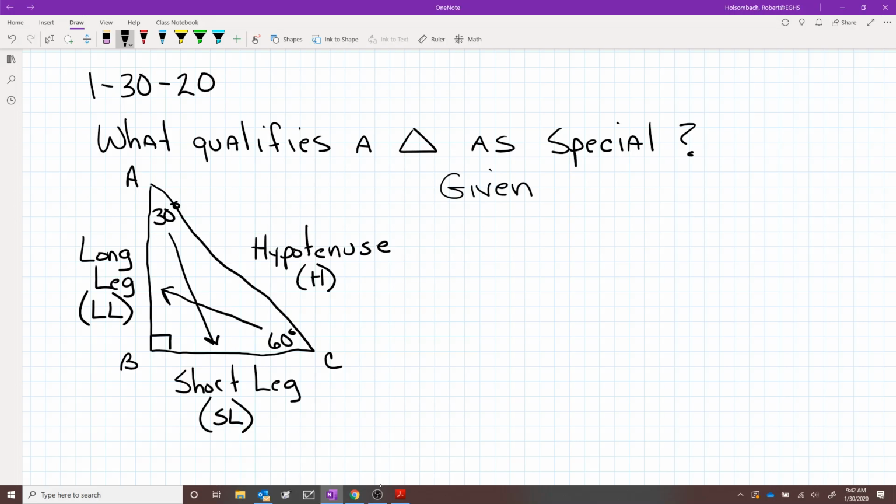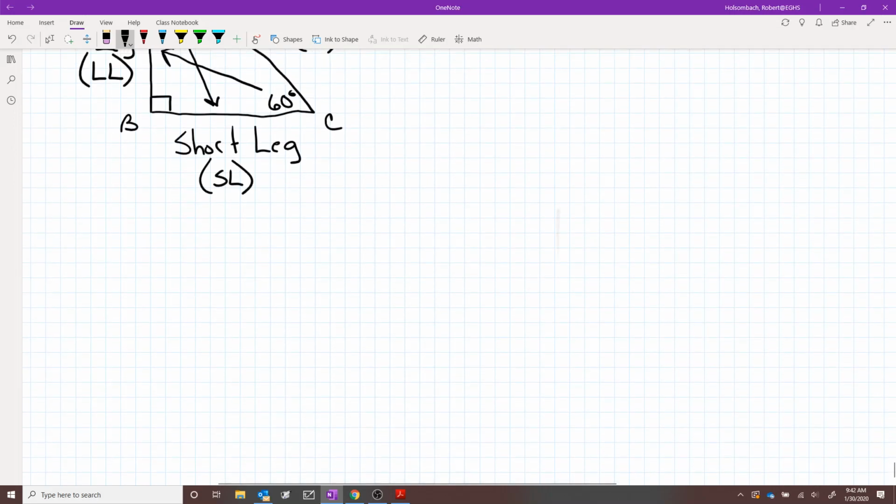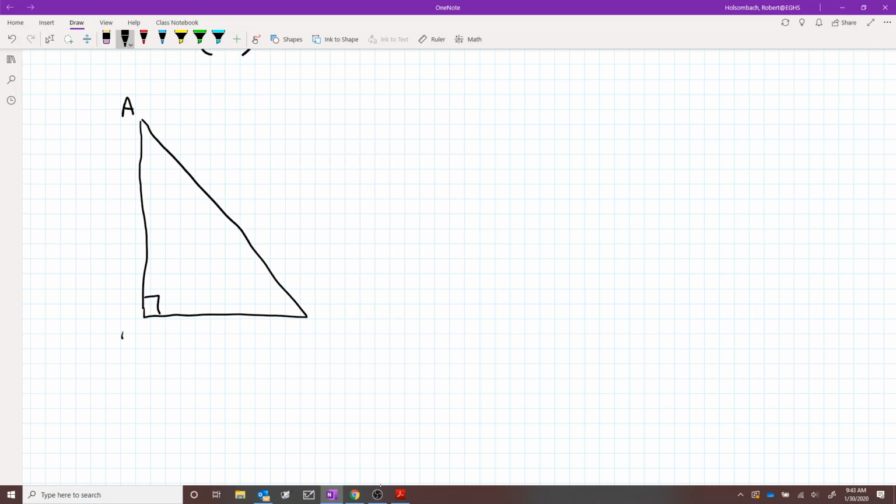Actually, don't start your chart right there. Let's move it down a little bit. Let's draw another triangle right below it so we got more room to work. Draw that same triangle. There's a right angle. We'll go ABC. And let's just say that angle C is the 60.